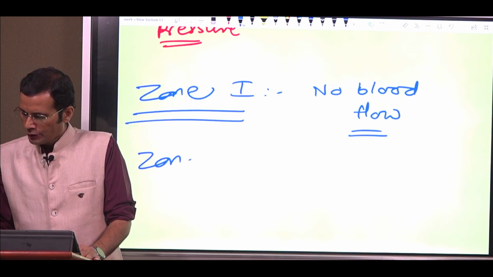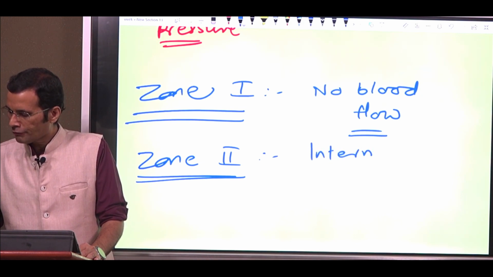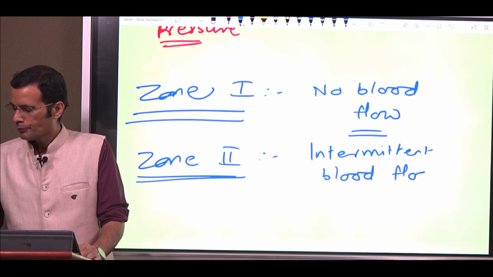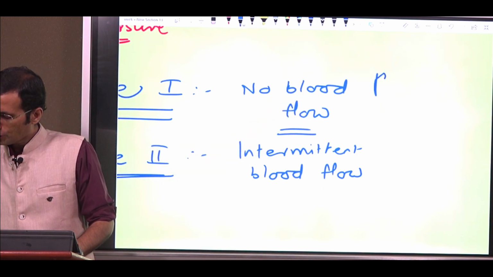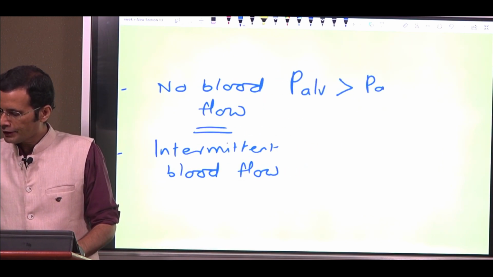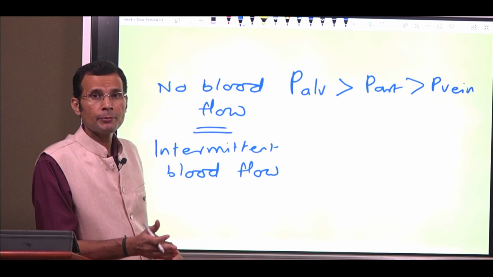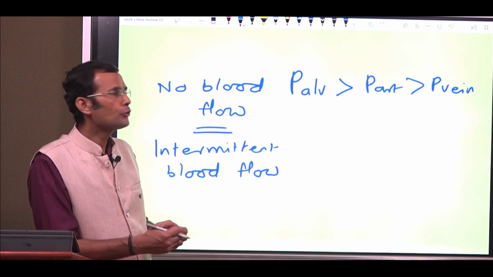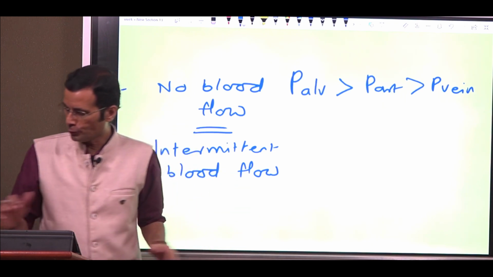Zone 2 means intermittent blood flow. Let's try to understand. Now in zone 1 there was no blood flow. Why? Because all the time the alveolar pressure was greater than the pulmonary artery pressure, right? And therefore the alveolus is going to compress those vessels completely. The capillaries will be compressed and there will be no blood flow.